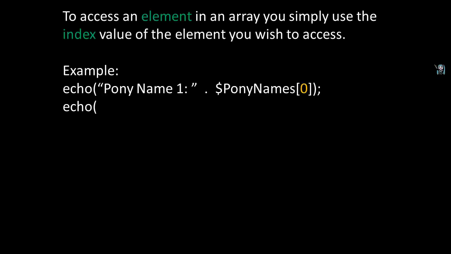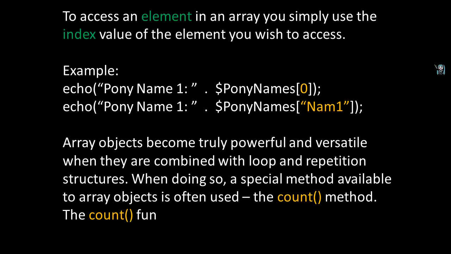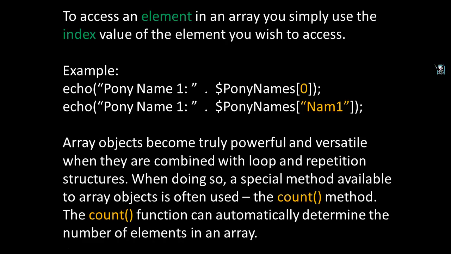Let's review. To access an element in an array, you simply use the index value of the element you wish to access. For example, I'm going to use the echo statement, and I'm going to say Pony_name1. Well, I would access it by using the array name Pony_names and the subscript value of the first element in the array, which would be 0, inside the square brackets. Now on the other hand, if my array, instead of using integers, used a string key pair as the subscript value, then I would access it via that string's name, so name1.